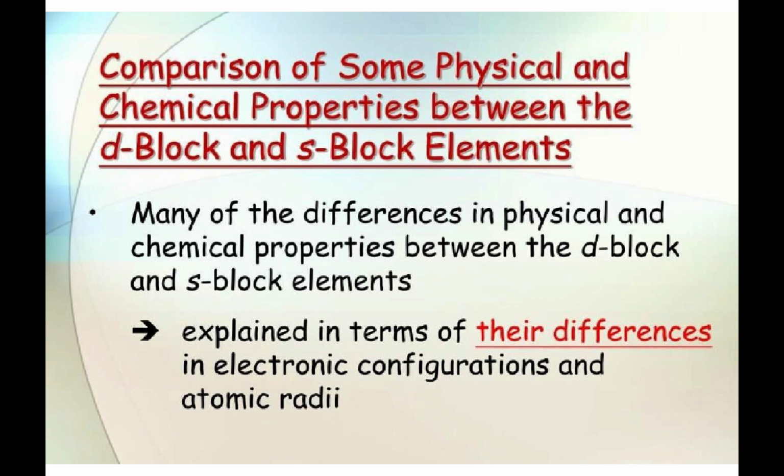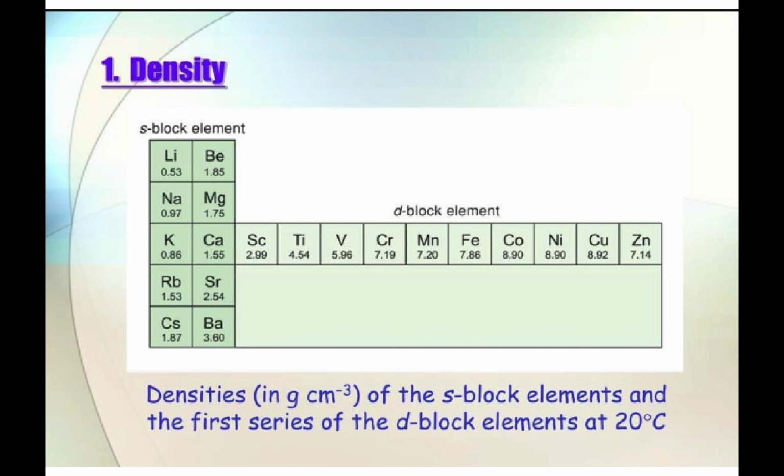Now we are going to compare some of the physical and chemical properties between the D block and S block elements. It is mainly explained in terms of their differences in electronic configurations and atomic radii. That is, the physical and chemical properties vary mainly on the basis of electronic configurations and atomic radii. First of all, we look at the density.